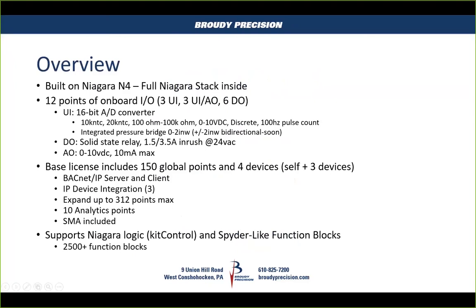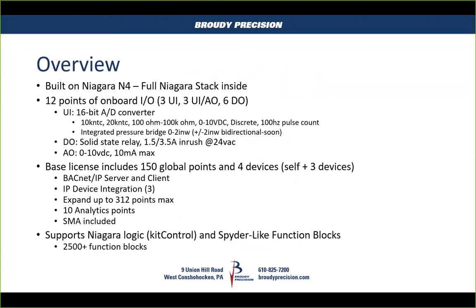The base licensing includes 150 global points and 4 devices. And of those 4 devices, 1 is itself, and you can have 3 additional IP devices, BACnet IP, meters, VFDs, that sort of thing. It's licensed for BACnet IP server and client, so you could set up the export table in BACnet and actually have this act as a BACnet device to a BACnet system if there was a need to. I mentioned it's got the 3 IP device as the base license, which can be expanded.